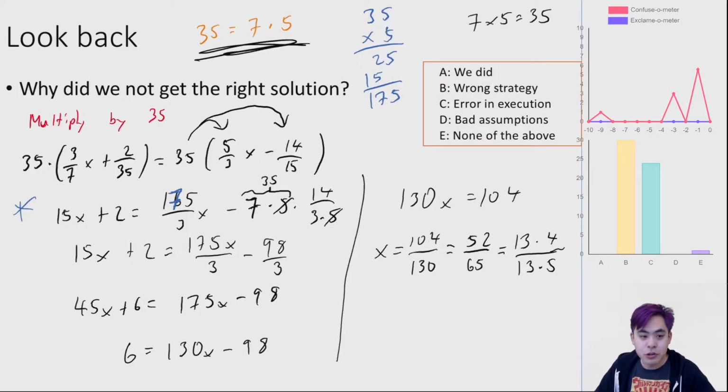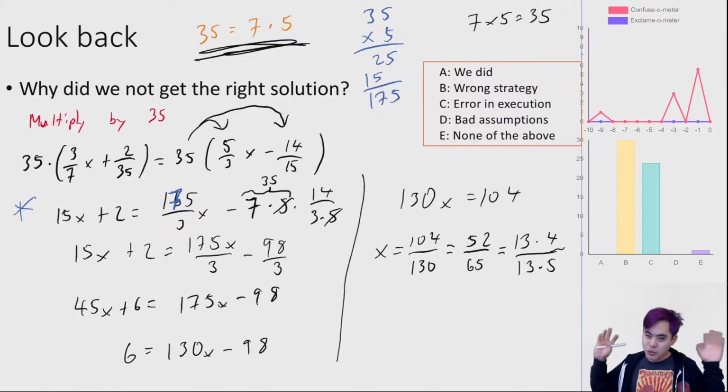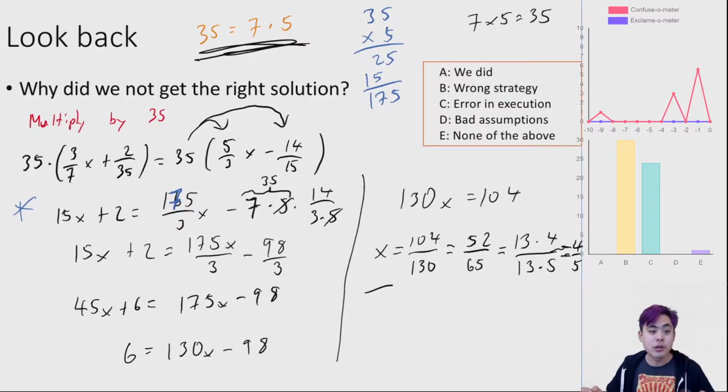Wouldn't you just multiply 14 over 15 by 35? Yes, that is exactly what I did. Except I took another shortcut, which is, let me finish this first, and then so this is equal to 4 over 5. So what was the shortcut I took?